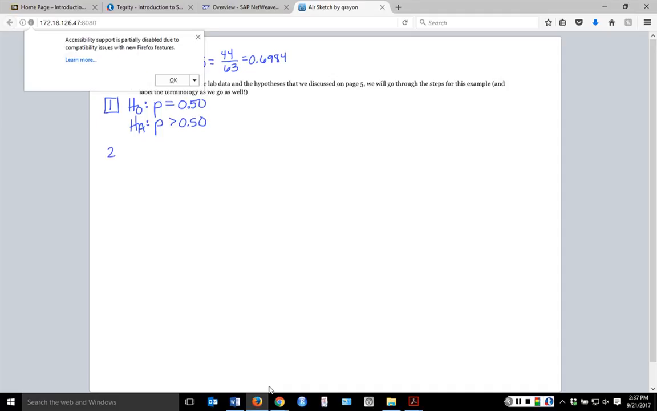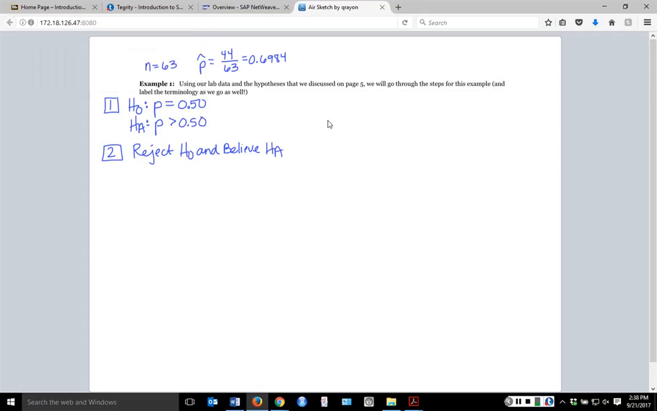Now step 2 is our decision rule. So we are going to reject the null hypothesis and believe the alternative hypothesis if our p-value is less than alpha. Now what I'm actually going to need is a value for my alpha. I didn't give us a specific one here, and we will generally talk about why we use a different one. But the majority of the time I'm going to give you one in the problem.